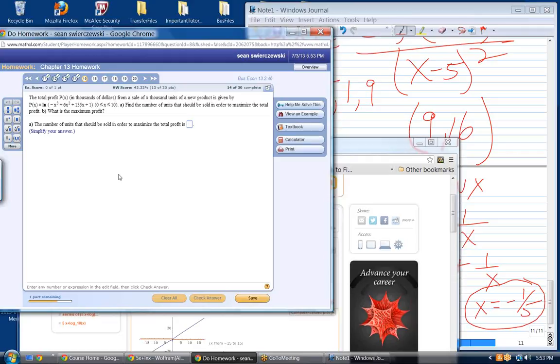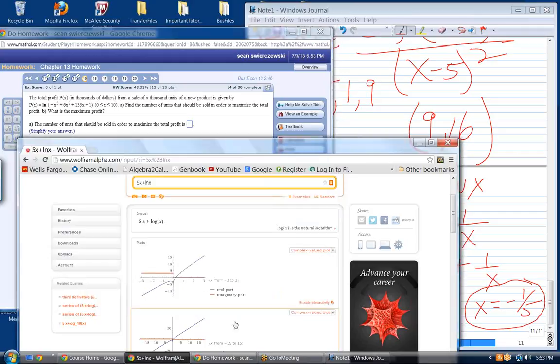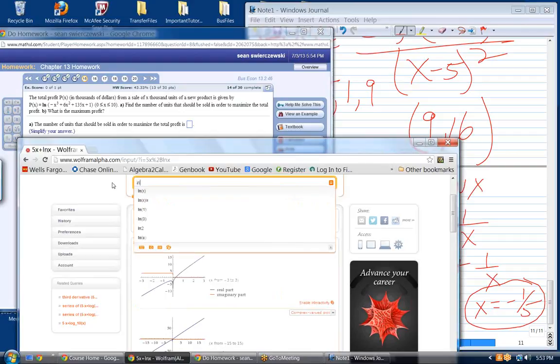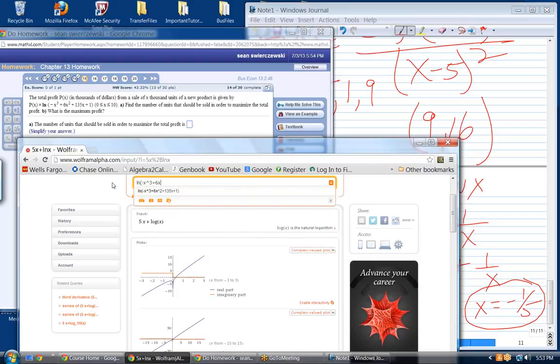Okay? So we have a profit function. Let's plot this, as long as we know we're going to do that at some point. So we're going to take the natural log of minus x raised to the third plus 6x raised to the second. This function looks familiar. Plus 135x plus 1. Okay, let's see what that looks like.